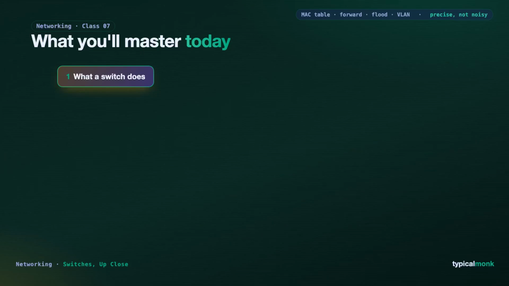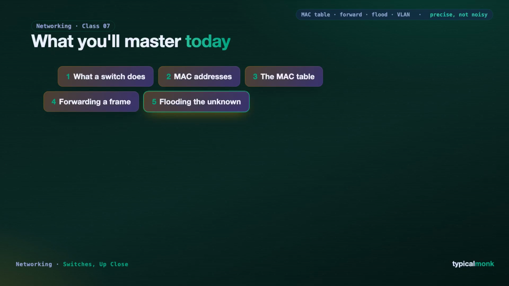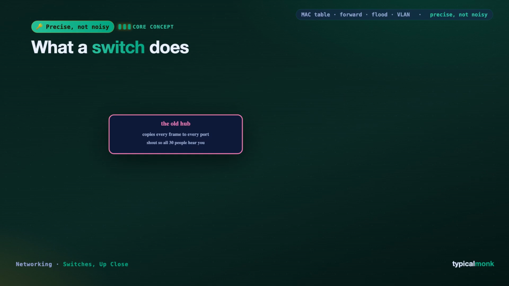Let us begin. Here is our path for today. First, what a switch actually does. Second, MAC addresses. Third, the MAC address table. Fourth, how a frame is forwarded. Fifth, flooding, handling the unknown. And sixth, how a switch differs from a router. Let us dive in. Let us start by understanding what a switch is for.